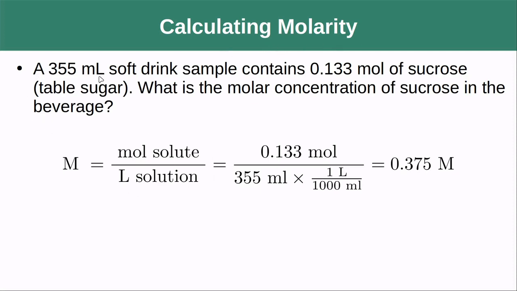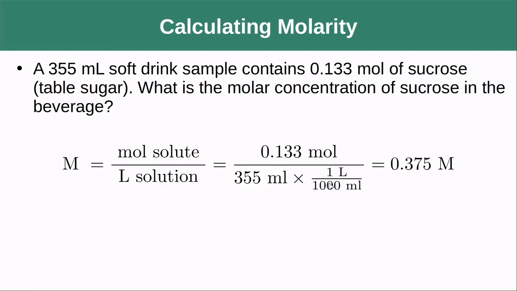A 355 milliliter soft drink sample contains 0.133 mole of sucrose, table sugar. What is the molar concentration of sucrose in the beverage? So a couple of things here. First off, we need to pay attention to the units that we have for our numbers. So we see 355 milliliters. Milliliters is a unit of volume, so I know that this is going to be my volume for my calculation. I also know that I don't want it in milliliters. I want that in liters.